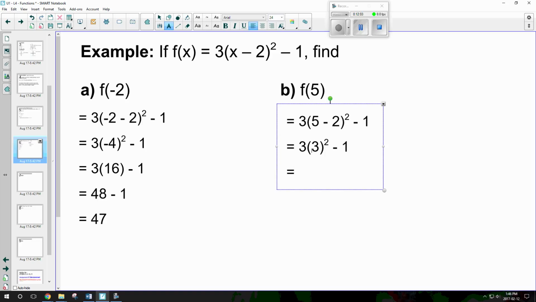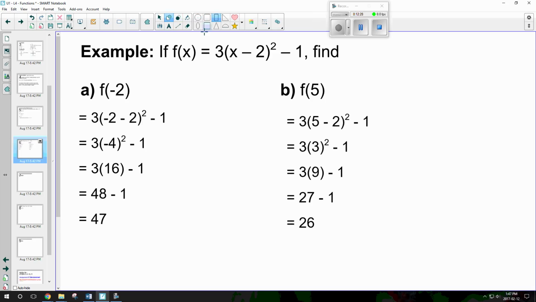And then we have 3 squared, which is 9. Three times 9, which is 27. And then we minus out the 1. So our y value is 26, or our final answer of f at 5 is equal to 26. And I'm just going to box my answers here. For the final part of our question.